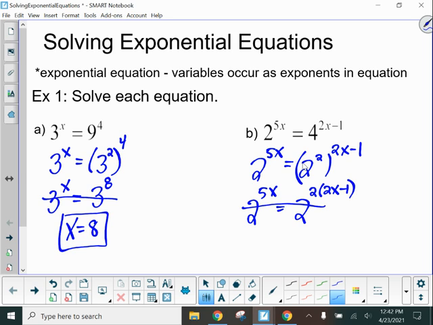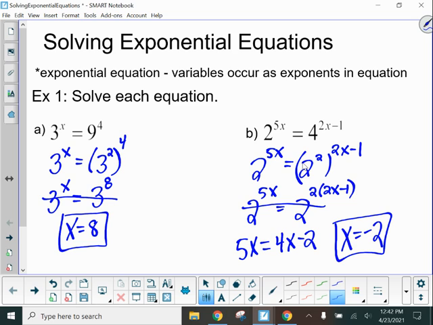So we can cross out the bases. So we have 5x equals, I'm going to distribute this 2 and get 4x minus 2. Subtract the 4x from both sides, and you get x is equal to negative 2. And again, you can check that by plugging it in.